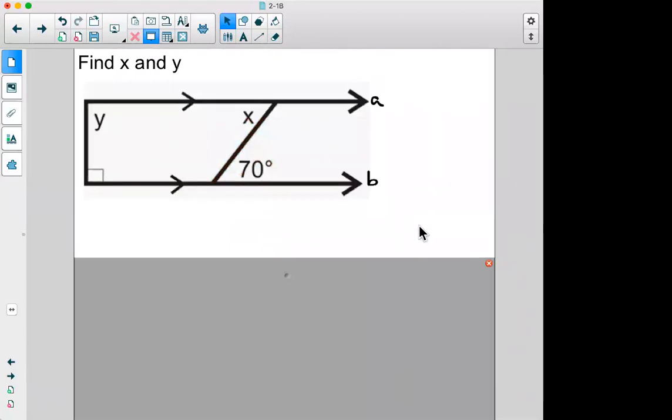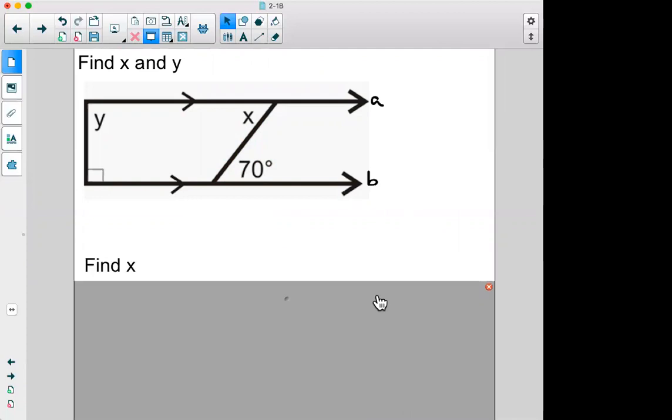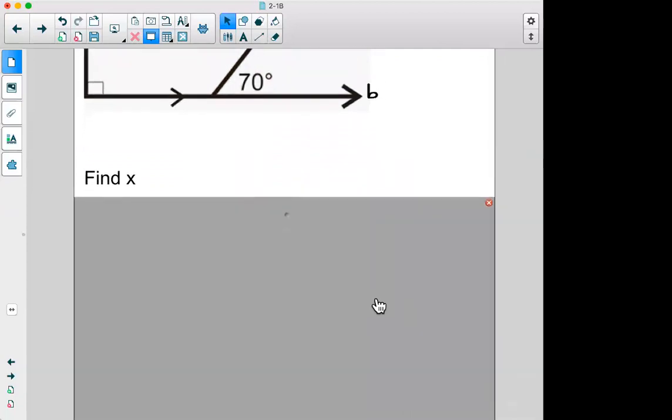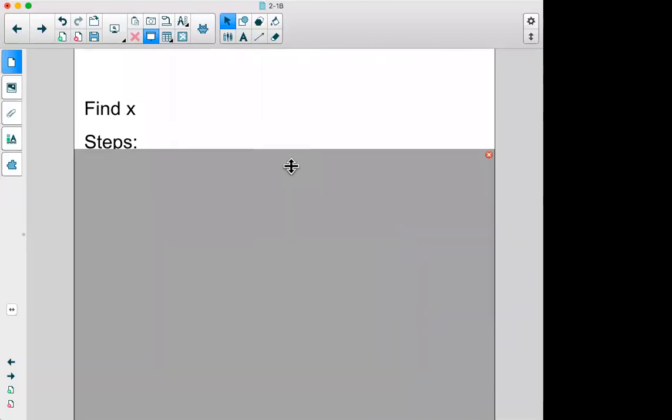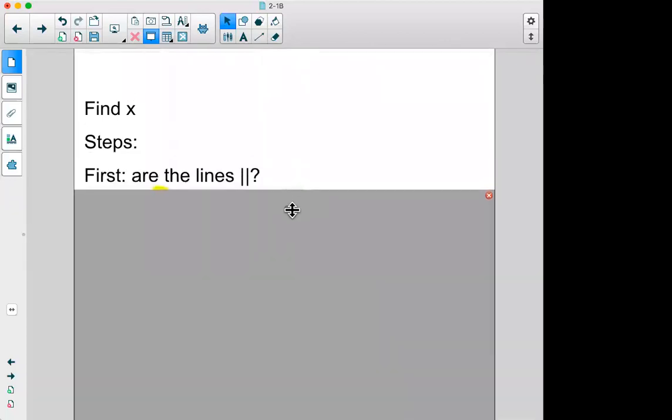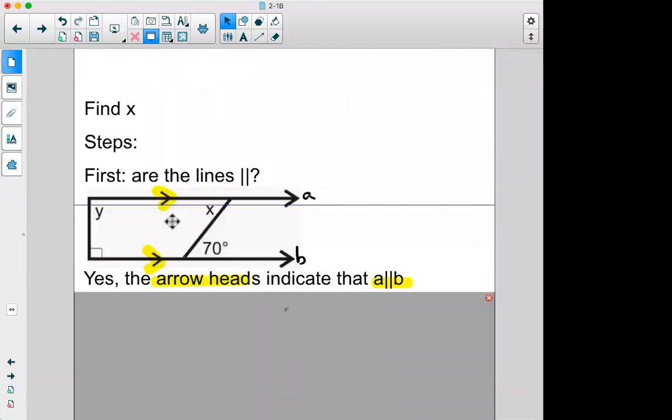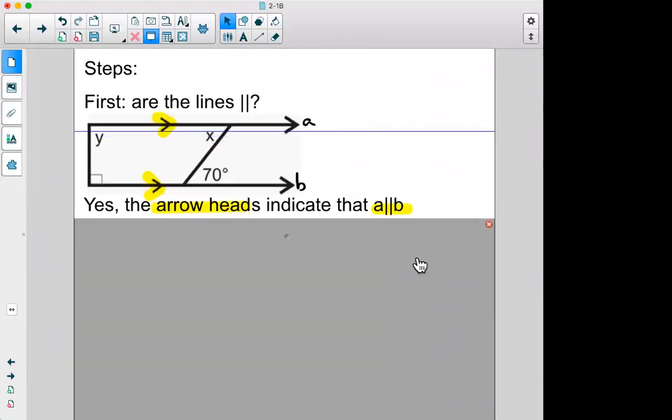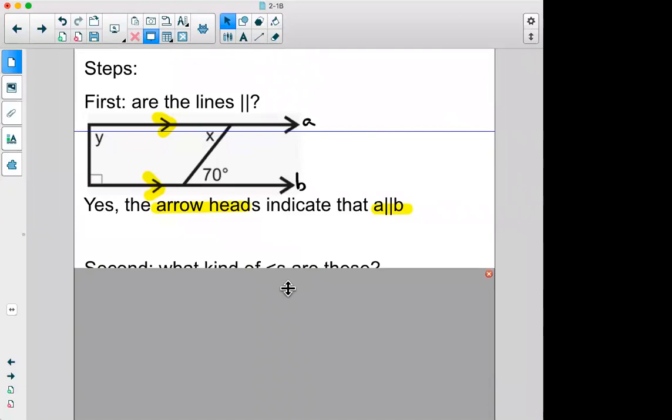So pause the video and solve for X and Y. We're going to have to do it in two phases. First, we'll find X. Well, our steps are, first we'll ask, are the lines parallel? And because of those arrowheads, we can conclude that A is parallel to B. That's what's given to us. That's what that symbol means.